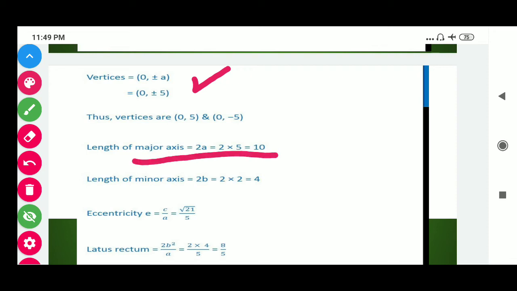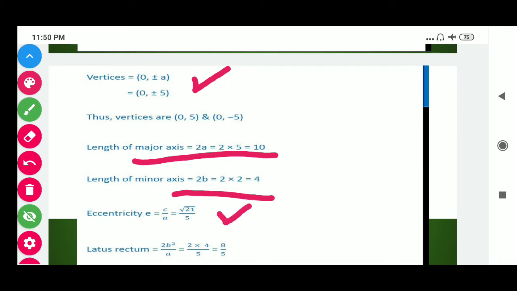In the same way, the length of the major axis is 2a. So a is 5, so we get 10. Similarly, the length of the minor axis is 2b. So we get 2 into 2 is equal to 4. And eccentricity is equal to c over a. Put the value of c and a, we get under root 21 over 5.